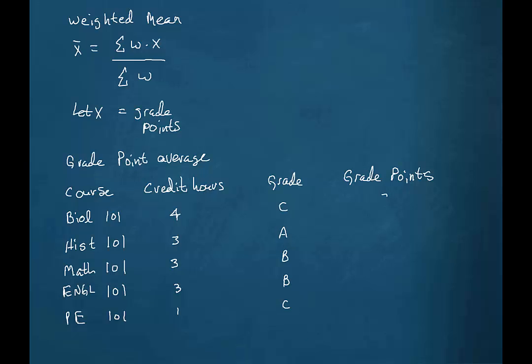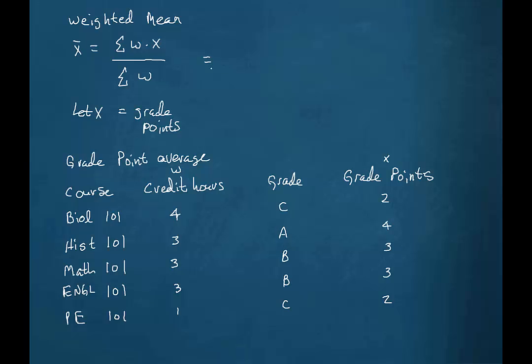Now you get 2 grade points for a C, 4 grade points for an A, 3 grade points for a B, 3 grade points for a B, and again 2 grade points for a C. So if we let X be the grade points, then that leaves the credit hours to be the weights. So here we have our weight column, and here we have our data values column, or our X column.